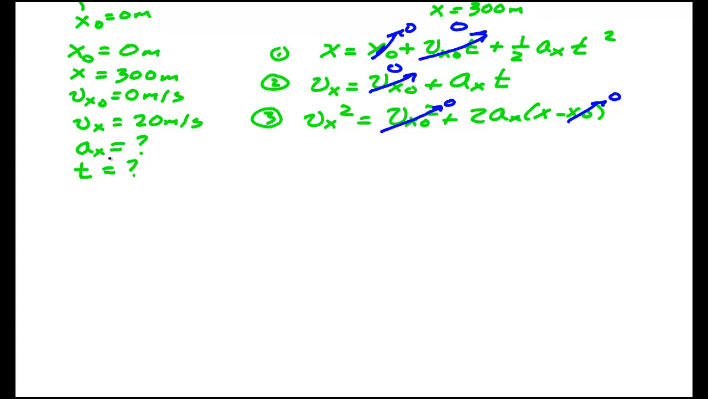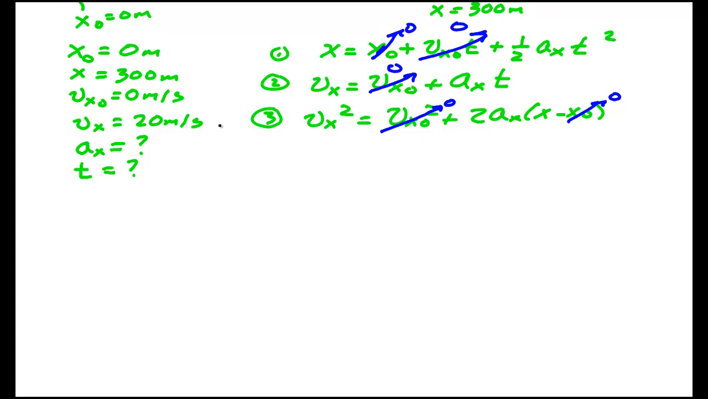Now, this problem says to find a sub x. Let's start with this equation. It has an a sub x in it, this equation, and this. So all three of them are possibilities because all three have a sub x in it. If I did this problem with this equation, do I know x? Yes, 300 meters. Do I know 1/2? Yes. Do I know a sub x? No, I'm looking for that. Do I know time? No, I don't know that. I have one equation but two unknowns. So by itself, you can't work the problem. Let's look at this one. Do I know v sub x? Yes, 20 meters per second.